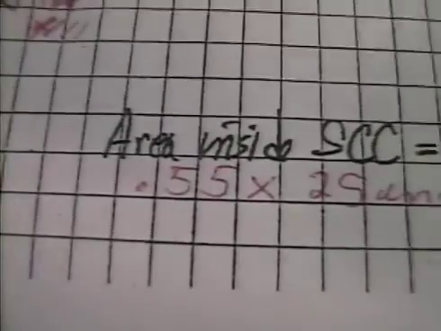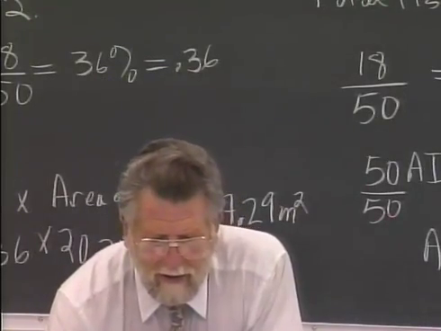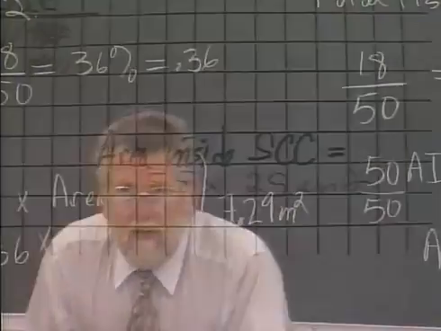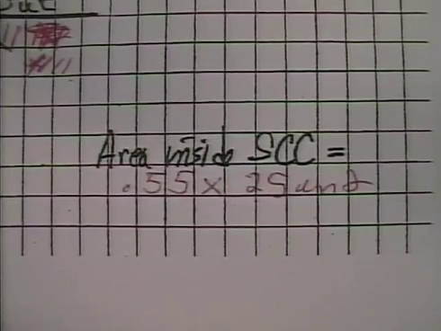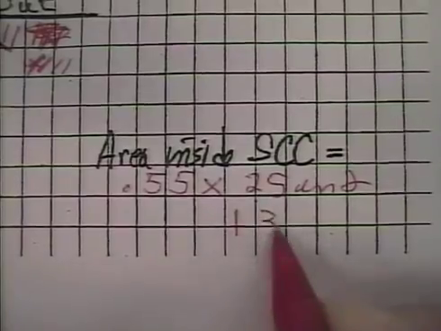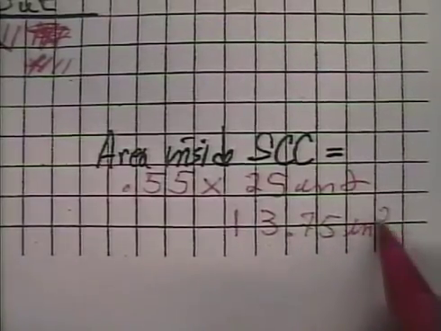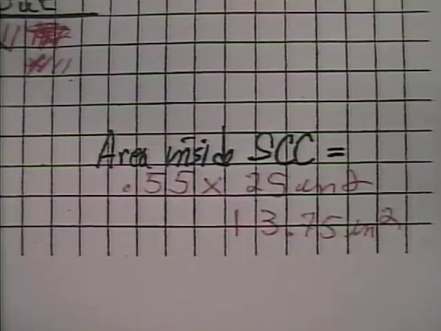And then what am I going to do with that? Whoa, I'm not going to divide. Wait a minute, look at what you have here. 0.55 times 25 inches squared. So you're going to multiply. What do you get? 13.75, and you have to say what? Inches squared, and that works for 20 points.